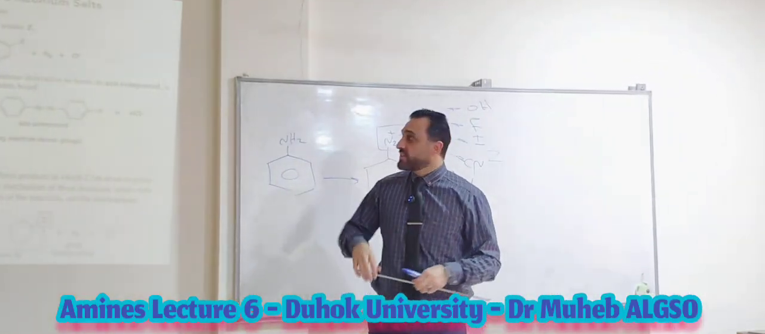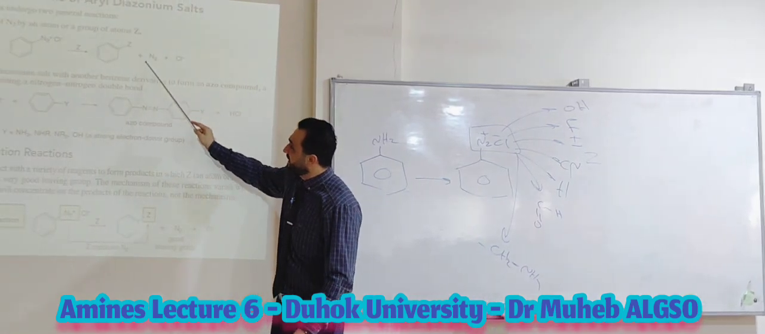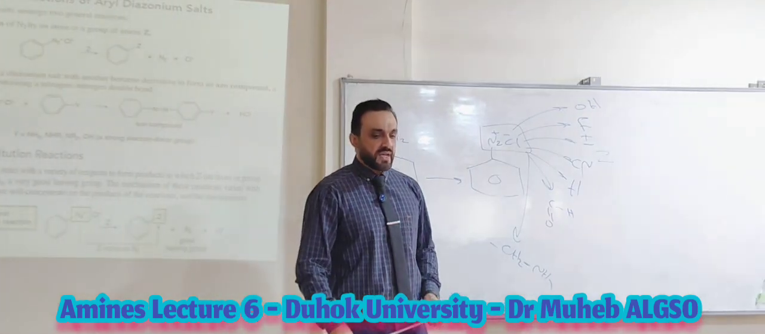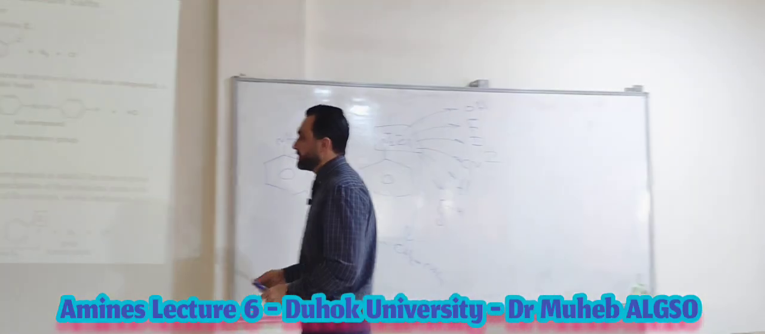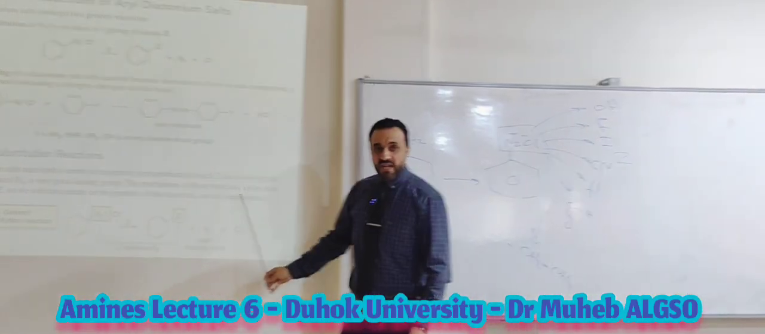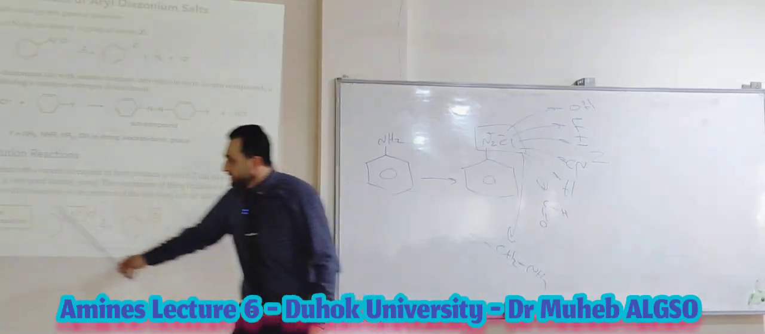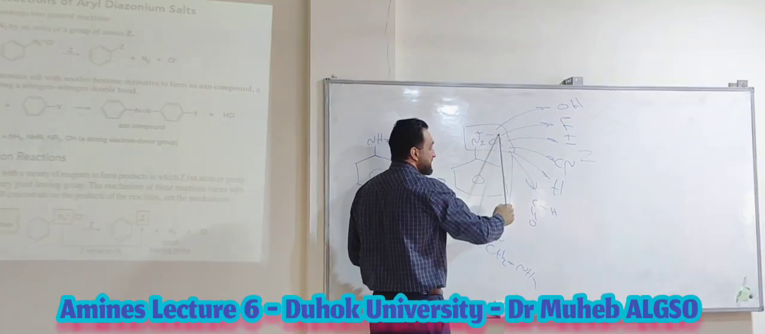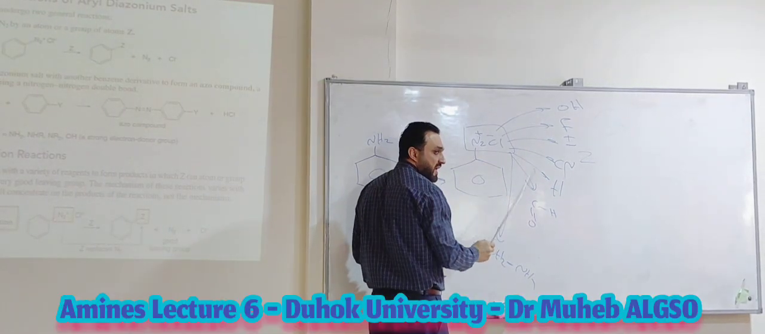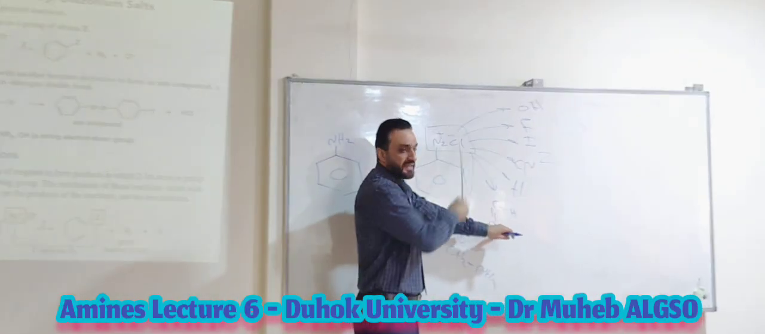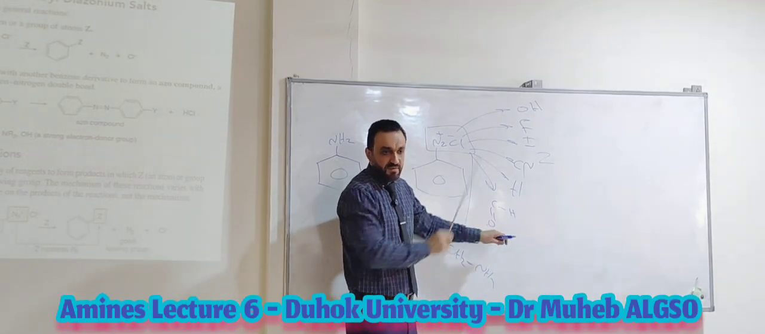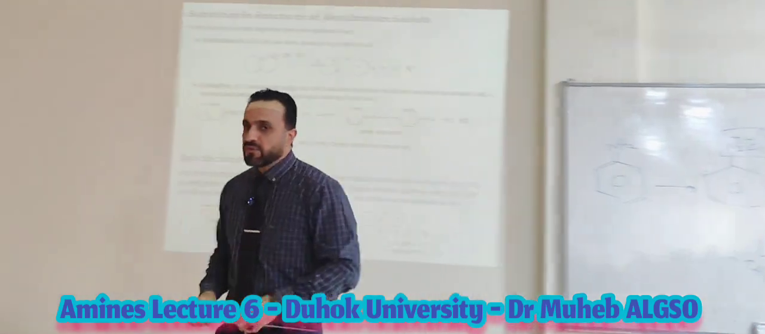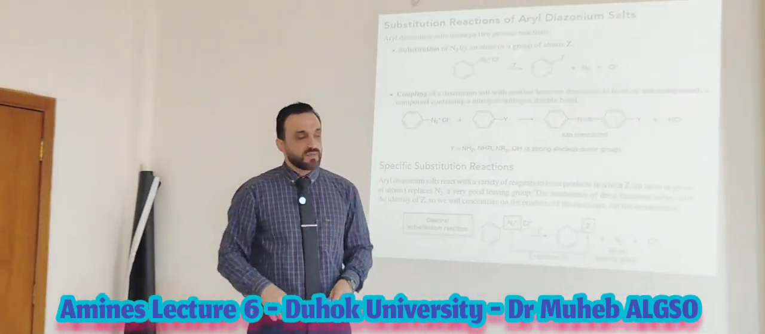It will leave the structure as what? As N2 gas. So the mechanism of this reaction varies with the identity of the Z group. That means each has a special, different mechanism. In this chapter, we don't study the mechanisms. We just take the reactions without mechanism.